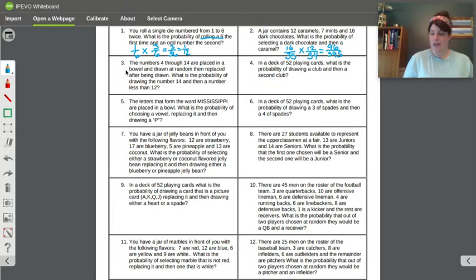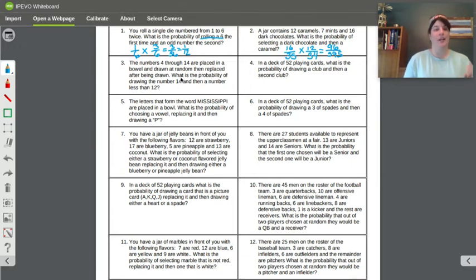Let's look over at number 3. The numbers 4 through 14 are placed in a bowel. Oh, what a terrible typo that is. It should be bowl, and drawn at random, then replaced after being drawn. What's the probability of drawing the number 14 and then a number less than 12?